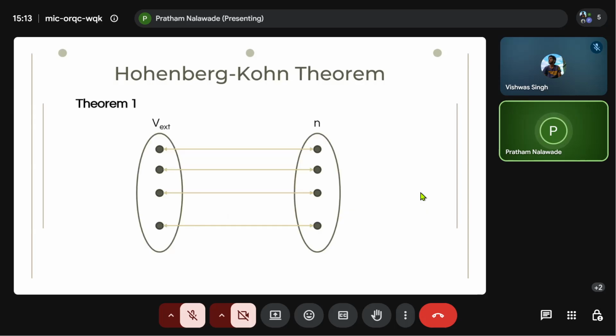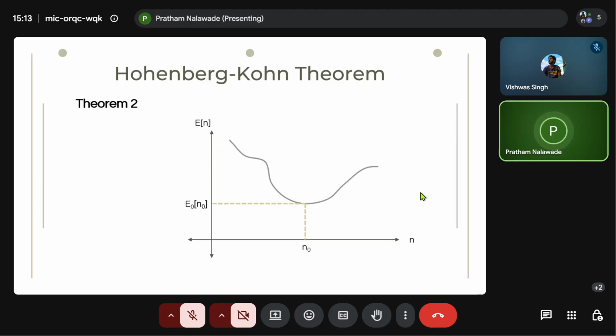But it just says that for every external potential, you have a unique mapping to your charge density. And the second theorem says that if there's E of n and you find the global minimum of this E of n, the corresponding n naught which you will get will indeed be the ground state charge density. That is all these two theorems say.